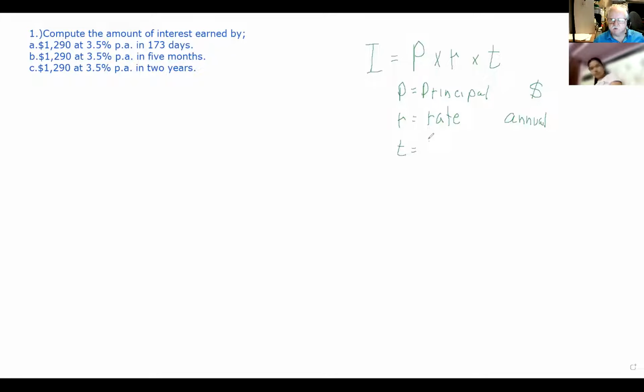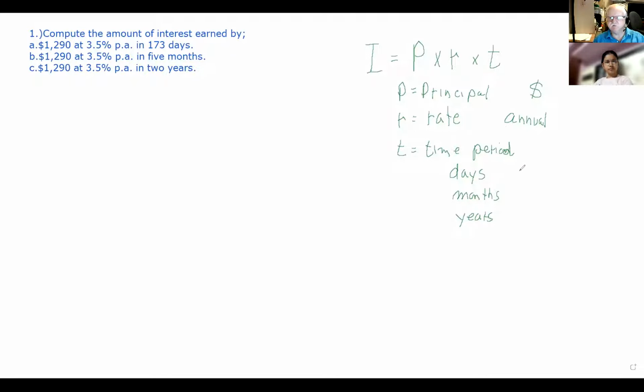And T is the time period. And for some reason, when we're doing simple interest, time period is either days, months, or years. For some weird reason, they don't give us semi-annuals and quarters when we're dealing with simple interest. And the rate is always going to be given to us in annual.